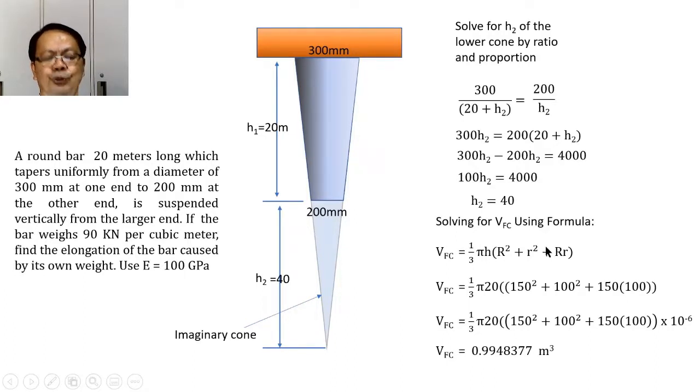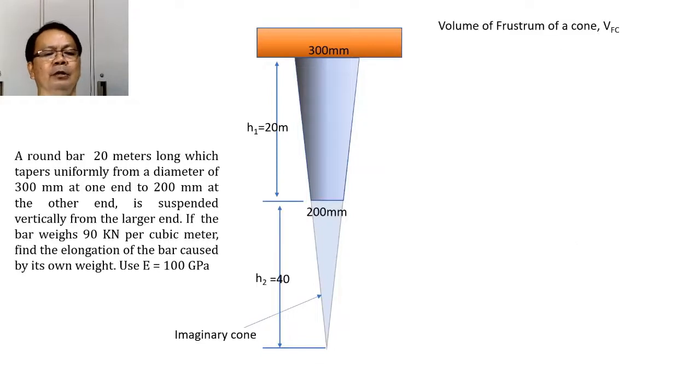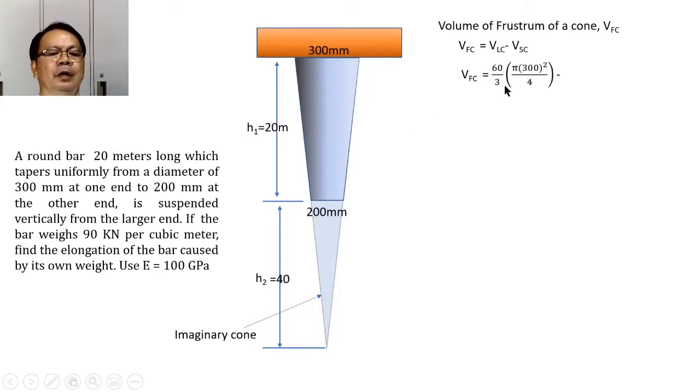And how are we going to use the other formula? The formula, ganito. The volume of the frustum of the cone can be taken as the volume of the large cone, itong malaking cone ito, diba? Minus the volume of the small cone. Ito namang maliit na cone na yun. Diba? And so if we're going to solve for that volume of the frustum, ano ba yung volume ng large cone? That is equal to 1/3 of the height multiplied by area of the base.